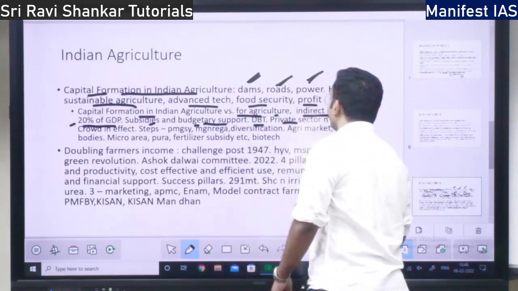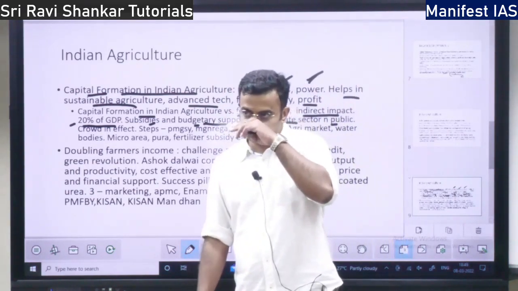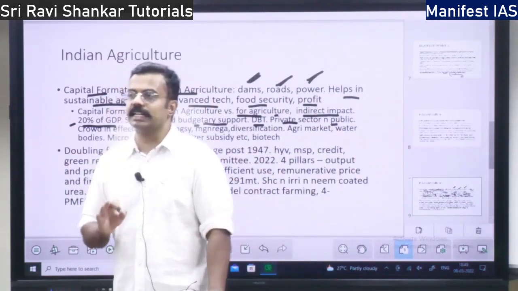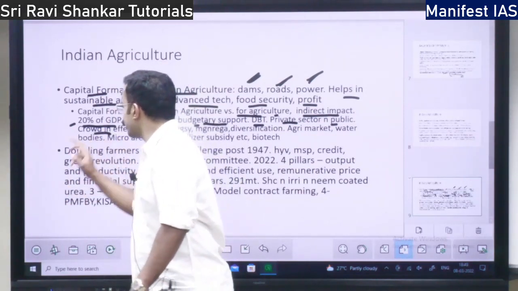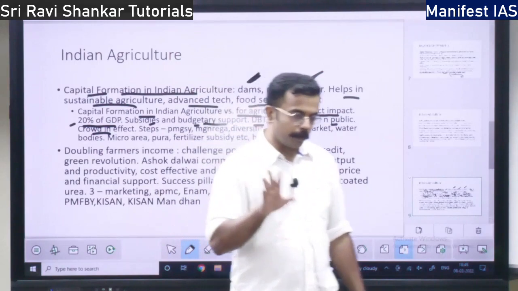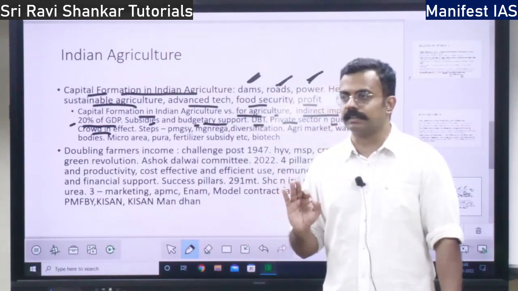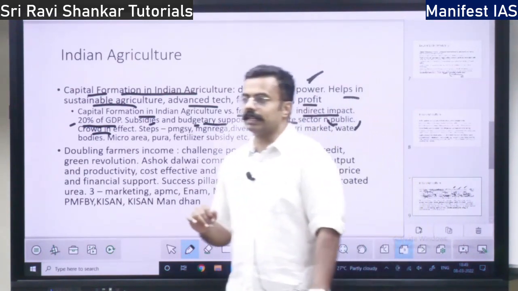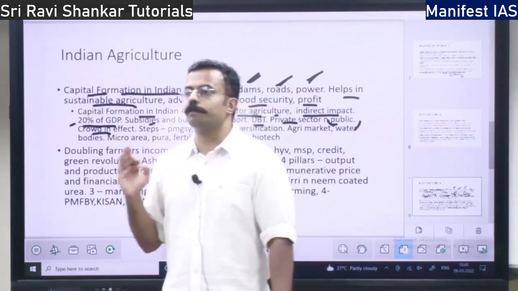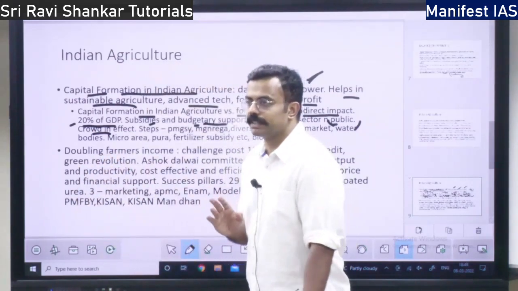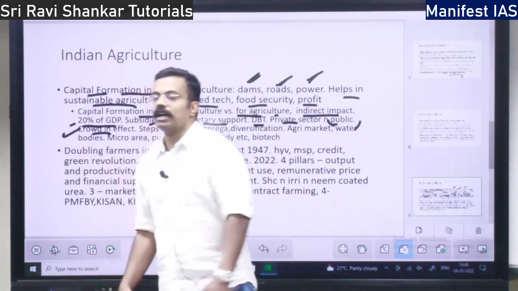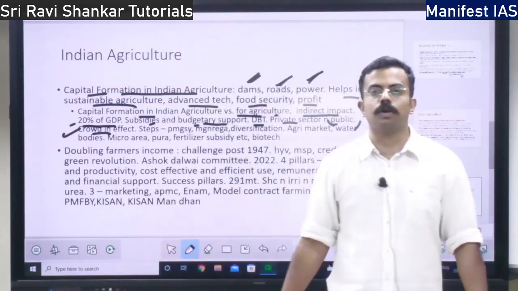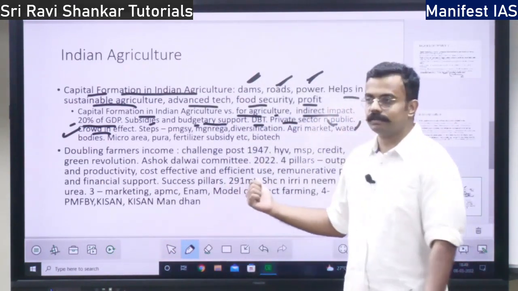Then private sector and public sector both are participating. See, when private sector and public sector both start investing in Indian agriculture, it will lead to a crowd-in effect. When the public sector invests more in agriculture, what happens? It will boost the confidence of the private sector. The private sector will also start investing. That is called the crowd-in effect, crowding in the private sector. Crowd out means the government takes all the money. That is crowd out. Government investing the money, that is crowd in. Right?